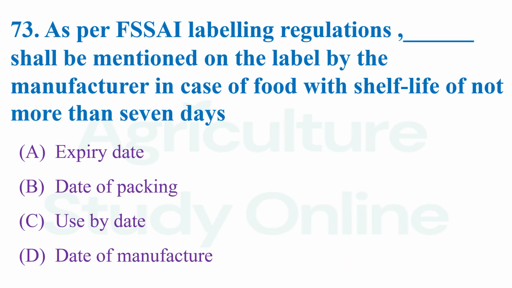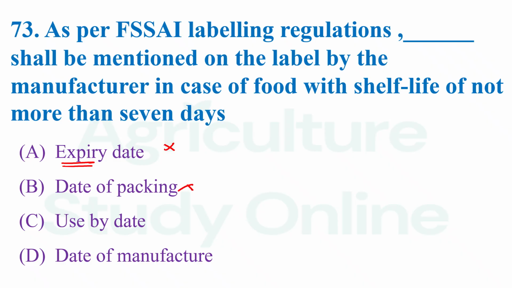Question number 73. As per FSSAI labeling regulations, what shall be mentioned on the label with the manufacturer in case of food with shelf life not more than 7 days? So first one is expiry date. Expiry date is basically used for longer shelf life foods. It is not specifically required for less than 7 days. So this is incorrect. Date of packing, so it's just general information. It does not indicate the last safe consumption date.